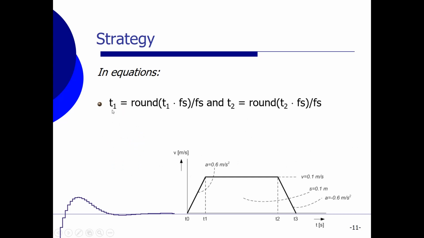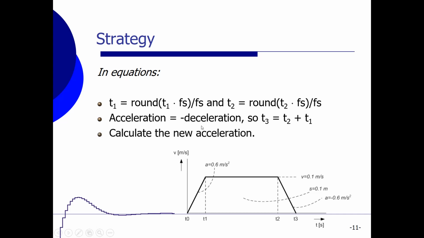First of all, we round t1 and t2, and we do that by multiplying t1 times the sample frequency. We round that value and divide it again by the sample frequency. And now we have a t1 which is on the sample grid. And we do the same thing with t2. Then the acceleration should be equal to the deceleration, so t3 is equal to t1 plus t2. And we calculate the new acceleration.